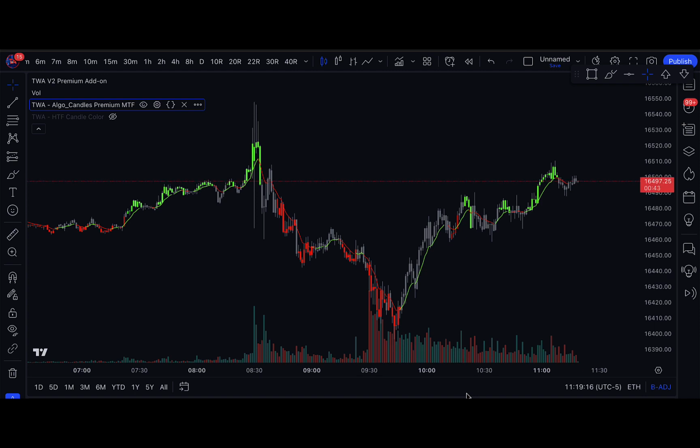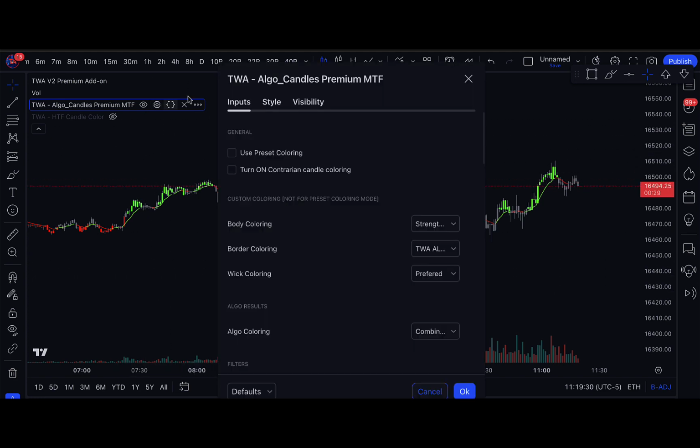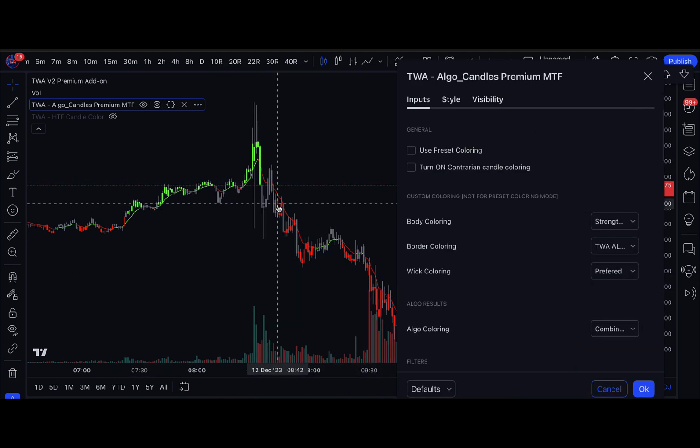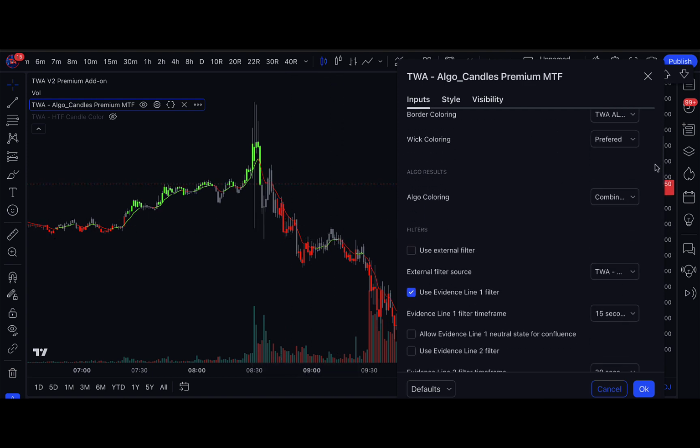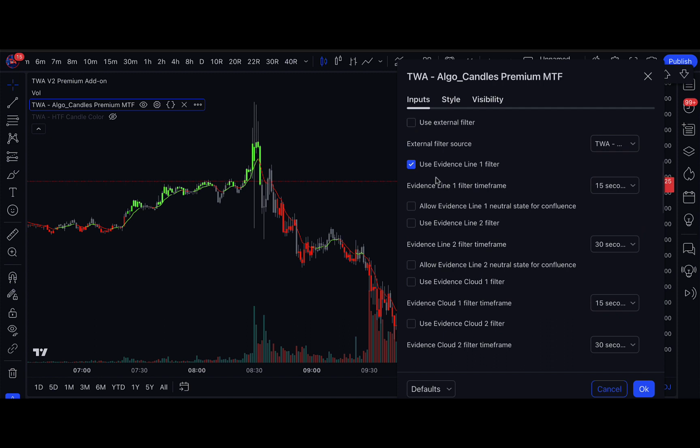Let it load. And there you go. Now you can see how there is a little bit different gray in certain areas, a little bit different red in certain areas. But when they match, there'll be red. When they don't match, there'll be gray. That's how all of these filters will work. So you can have a 15-second evidence line with a 1-minute evidence line. You could have a 30-second cloud with a 5-minute cloud, like whatever you want to do.